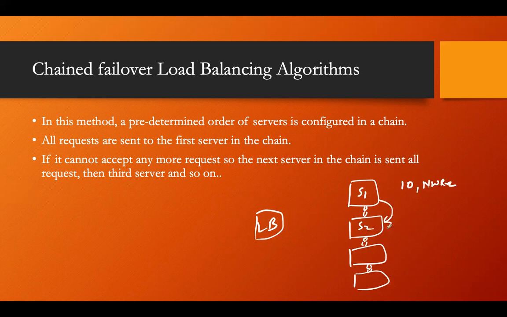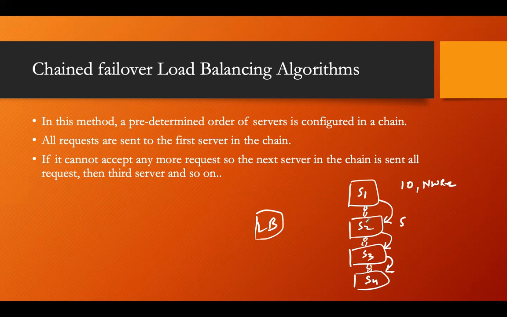So let's say the capacity of server 2 is 5 requests. If there are more than 5 requests, then the request will go to the next server. Then again, it will go to the next server. In that way, the request will be fulfilled.